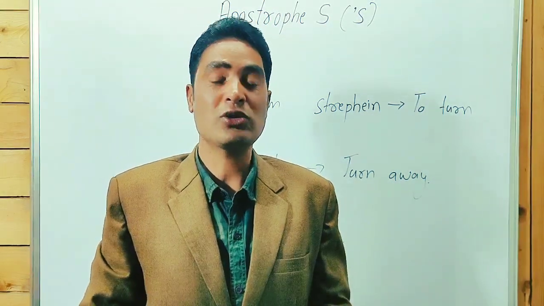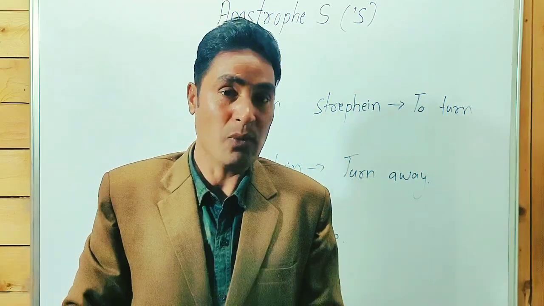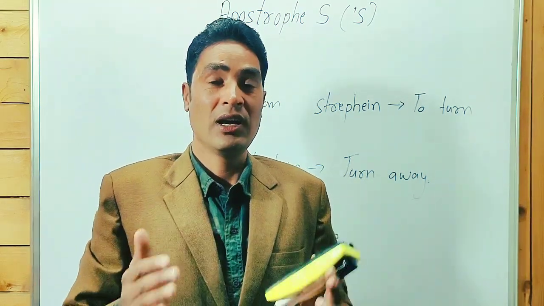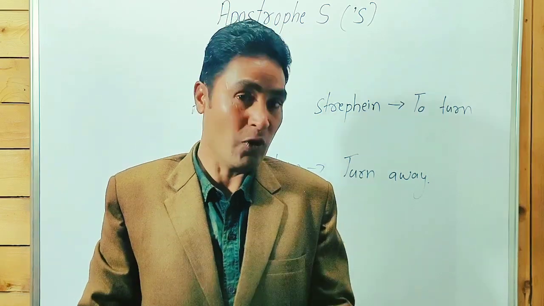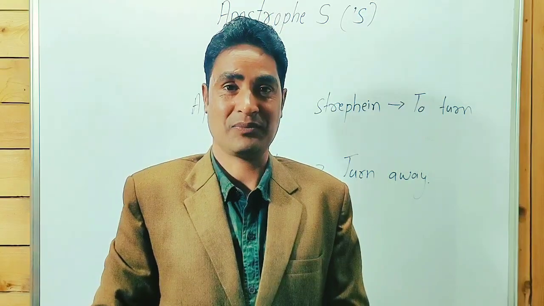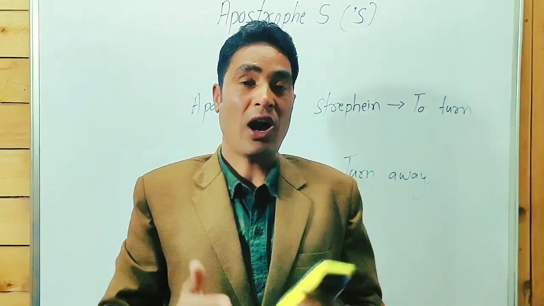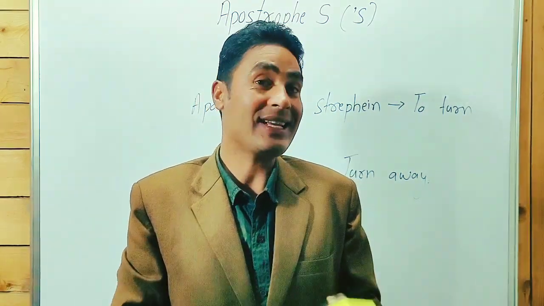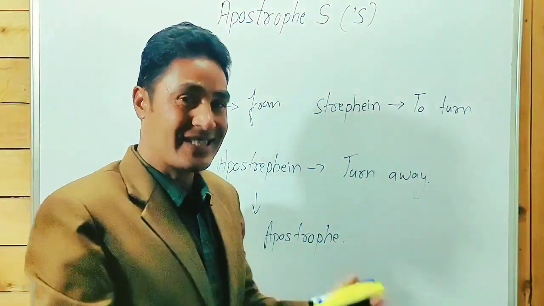Apostrophe s is used to indicate that something belongs to someone. I repeat, apostrophe s is used to show that something belongs to someone. Like Rohan's pen, Rahul's car, Rahul's bag. There are many rules for how to use apostrophe s. We will learn step by step, one by one. Let's start first: apostrophe s, how to show possession.